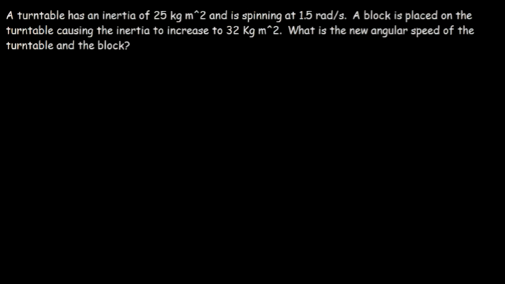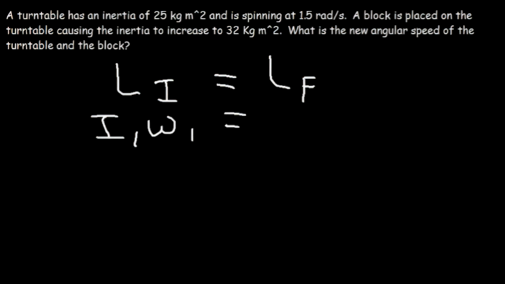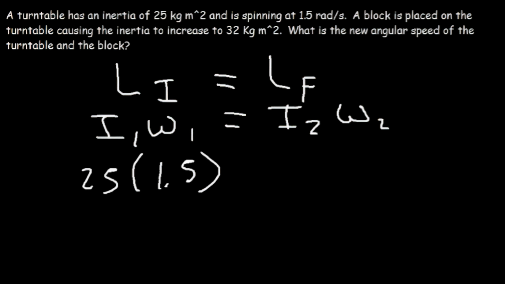A turntable has an inertia of 25 and is spinning at an angular speed of 1.5 radians per second. Now if we place a block and if the inertia goes up to 32, what is the new angular speed? So this is a conservation of angular momentum problem. So the initial angular momentum must be equal to the final angular momentum. So I1 omega 1 equals I2 omega 2. So the inertia before we place the block on a turntable is 25, and the angular speed is 1.5.